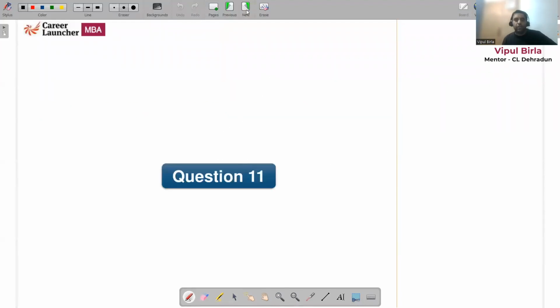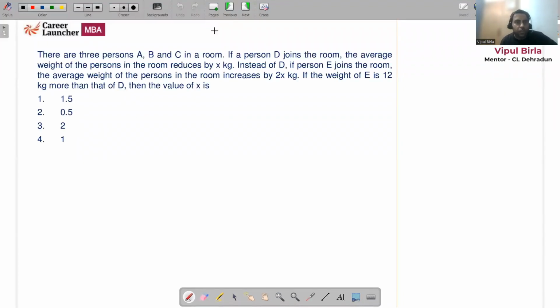Let's look at question number 11. There are 3 persons A, B, C in a room. If a person D joins the room, the average weight of the persons in the room reduces by X kg. Instead of D, if a person E joins the room, the average weight of the persons in the room increases by 2X kg. If the weight of E is 12 kg more than that of D, then the value of X is, right?